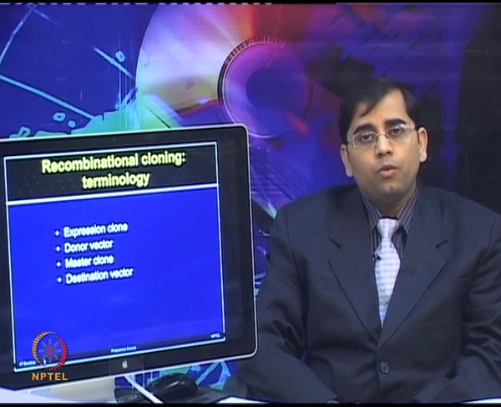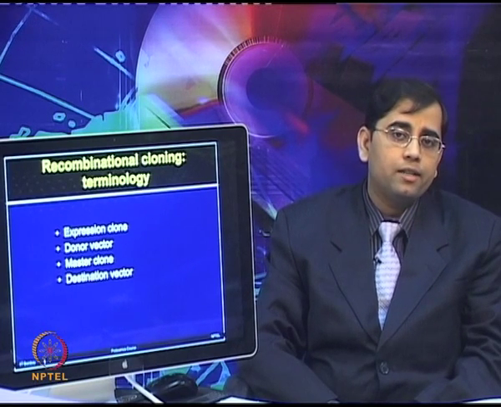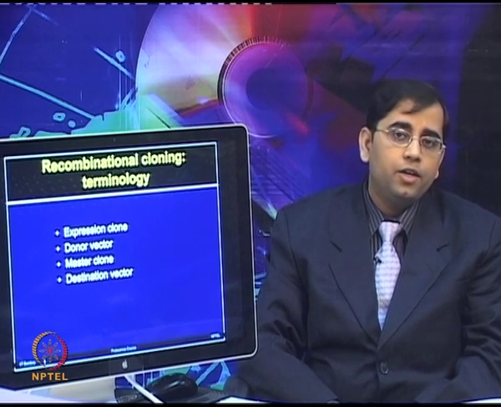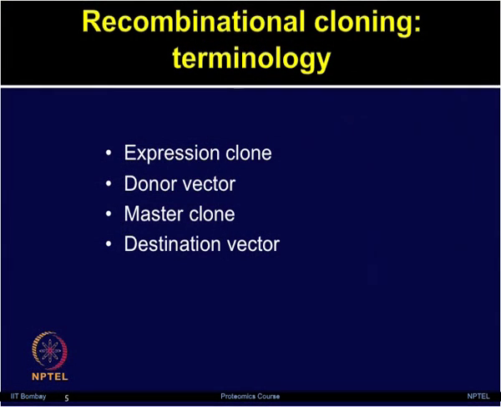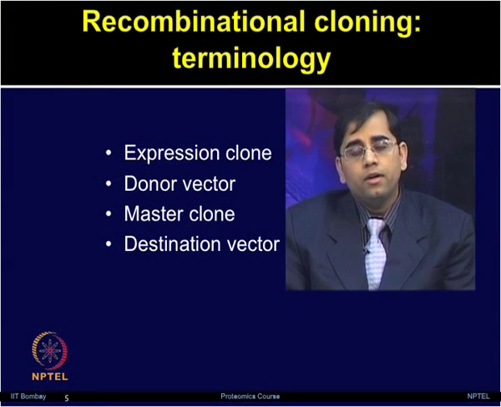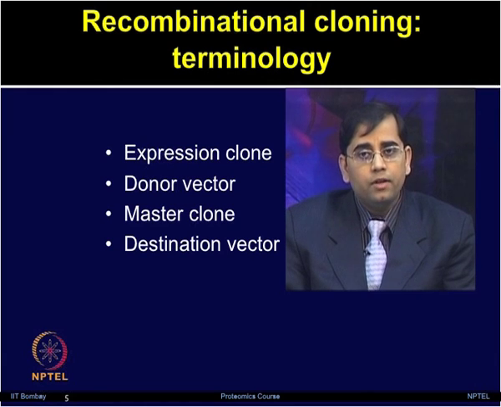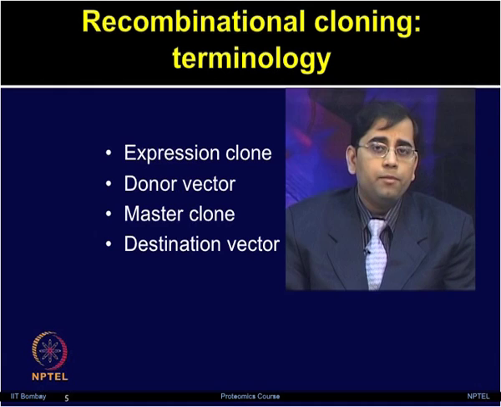Before I talk about what recombinational cloning is and how it works, let me first introduce you to the terminology which is used in recombinational cloning. So, what are expression clones? A clone containing the gene sequence of interest which is flanked by attB sites. The orientation of the gene is maintained throughout the cloning process because of specific interactions between the att sites. So, what are the att sites? These are DNA segments of a certain defined length.